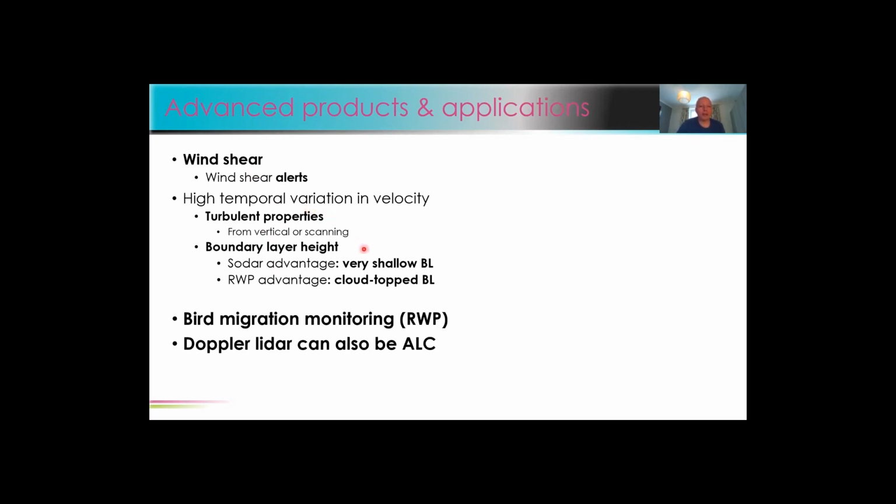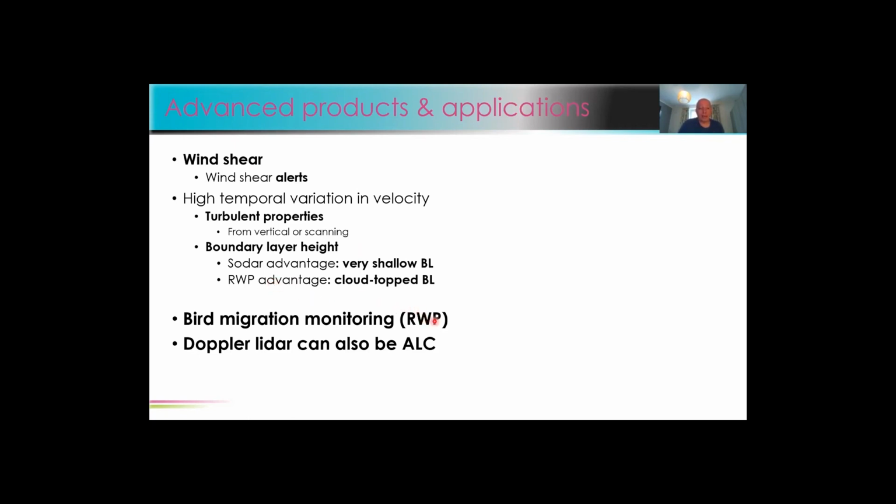And if we're thinking about the different instrument advantages, the SODARs have a strong advantage in very shallow boundary layers, as in those less than 100 meters deep, because the other instruments tend to be limited to 100 meters or even 500 meters in the case of the radar wind profiler. The advantage of the radar wind profilers is that they can get all the way to the boundary layer top. So not just to the base of the cloud, but they can go above that.